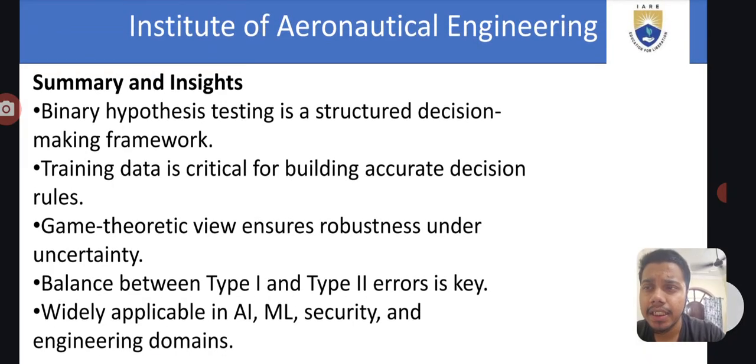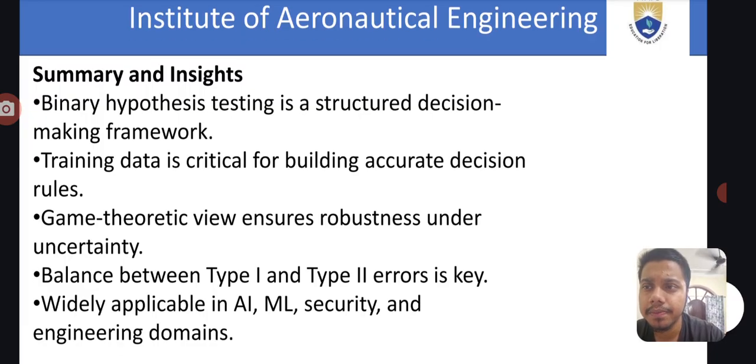Summary and insights. Binary hypothesis testing is a structured decision-making framework. Training data is critical for building accurate decision rules. The game theoretic view ensures robustness under uncertainty. Balancing type 1 and type 2 errors is key.